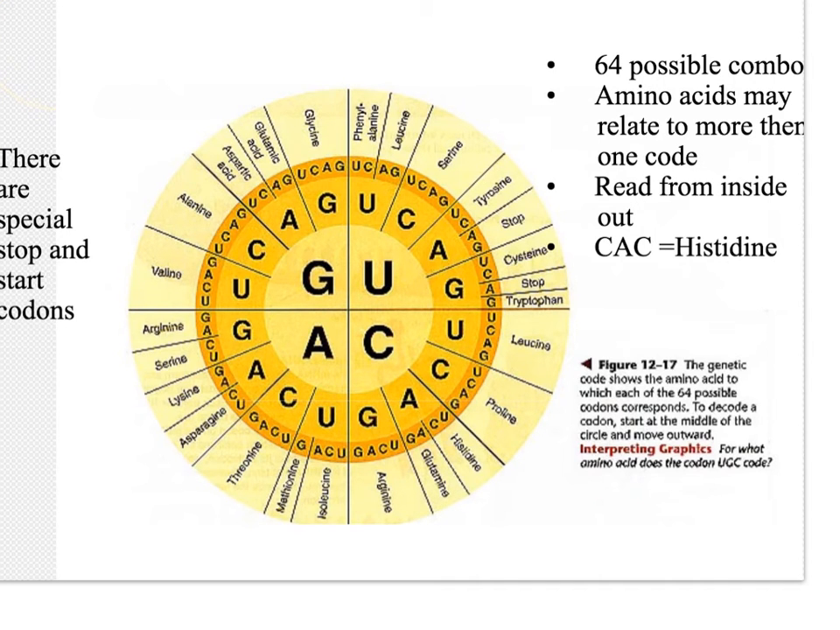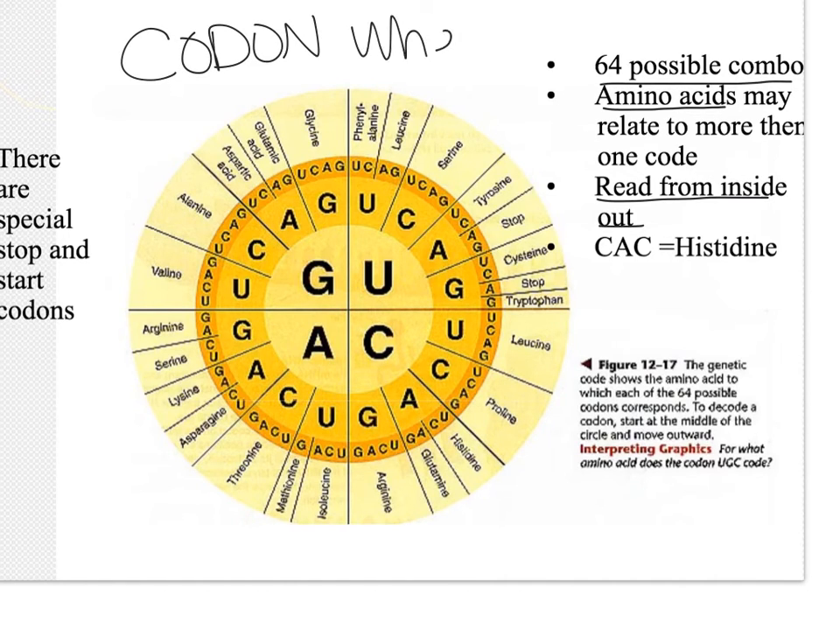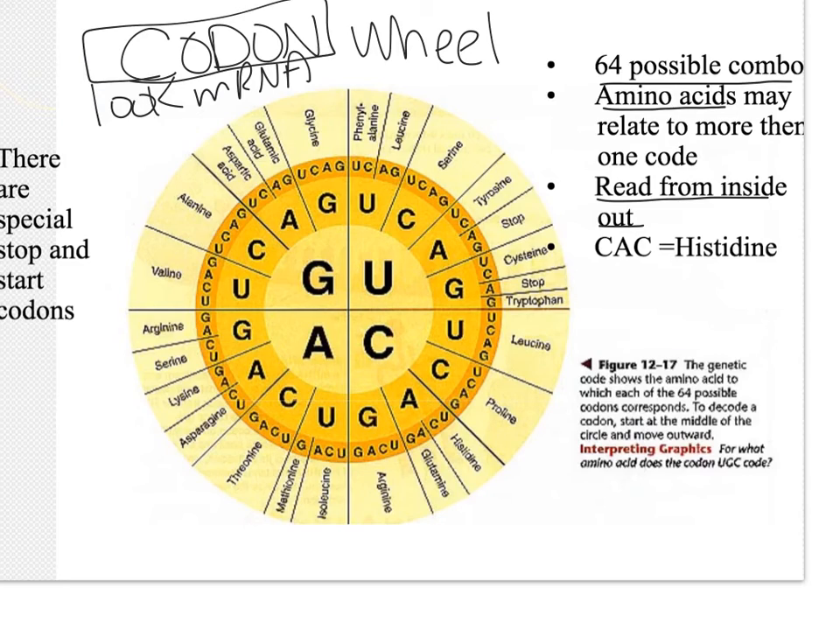We have actually figured out what all of the different codes bring, exactly what set of 3 letters bring what amino acids. So there are 64 possible codons. Okay, we read this from the inside out. This is called a codon wheel. So what we're looking at here, we're always going to look at the messenger RNA because the messenger RNA has the codons on it. That's why this is called a codon wheel.